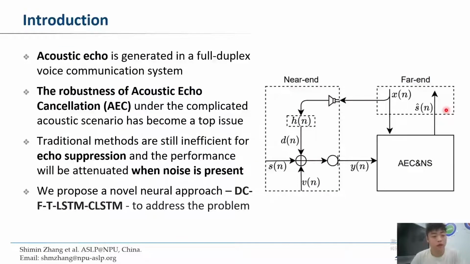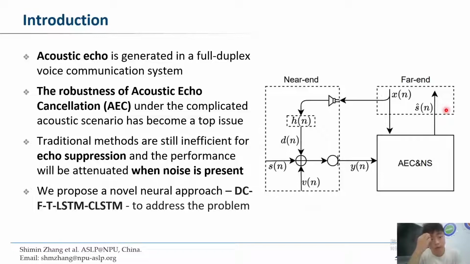Acoustic echo is generated in a full-duplex voice communication system, where a front-end user receives a modified version of his or her own voice due to the acoustic coupling between a loudspeaker and a microphone at the end point. With the increasing demand for audio communication and online conferences, ensuring the robustness of acoustic echo cancellation under complicated acoustic scenarios, including noise, reverberation, and nonlinear distortion, has become a hot area.